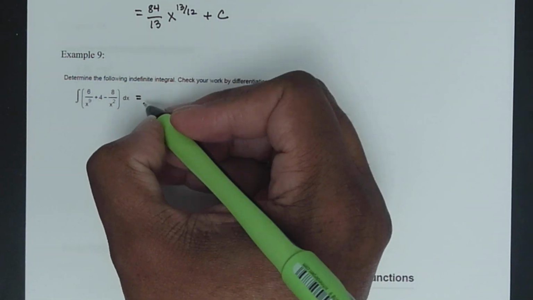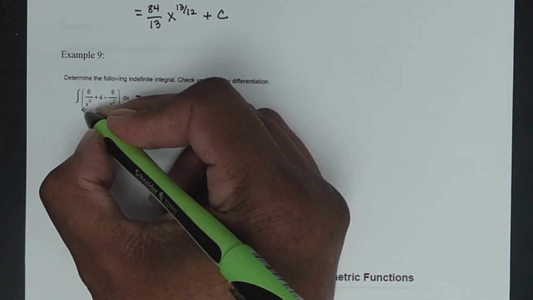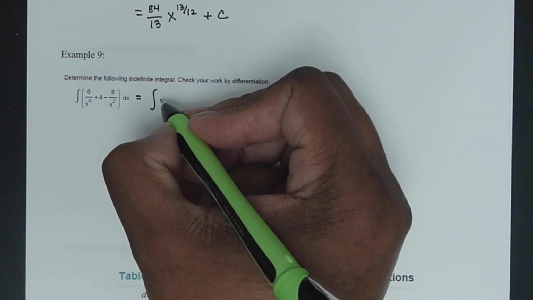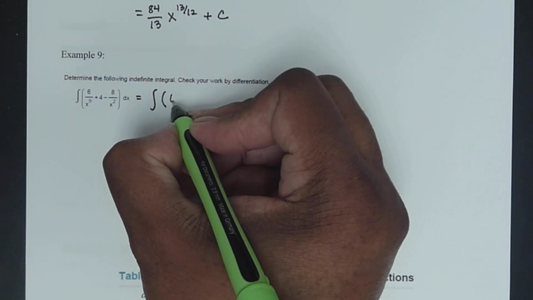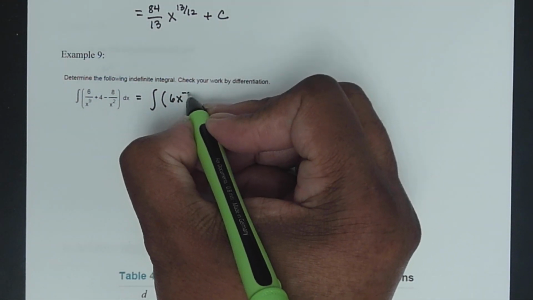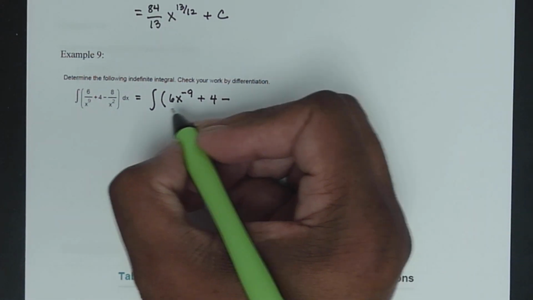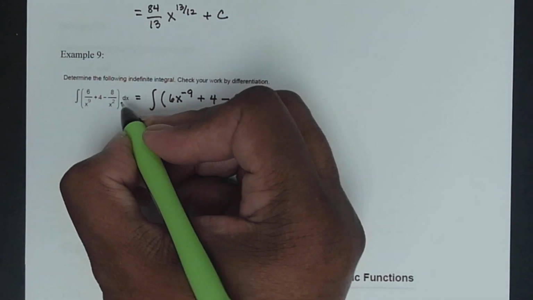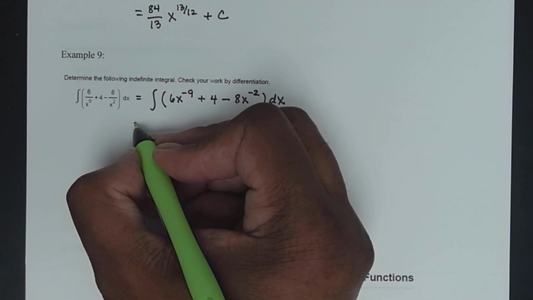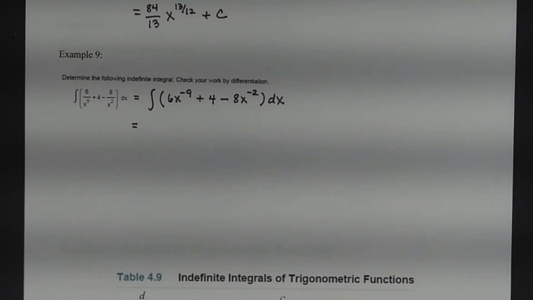All right, let's use the sum rule on this. Or better yet, let's pull these variables out of the denominator. So I'm going to have the integral of 6 x to the 9th in the denominator, if I take that out of the denominator, it will be x to the negative 9, and then plus 4, minus the 8, and if I take the x squared out of the denominator, it will be x to the negative 2 dx. Here I'm just writing them using negative exponents in this case.